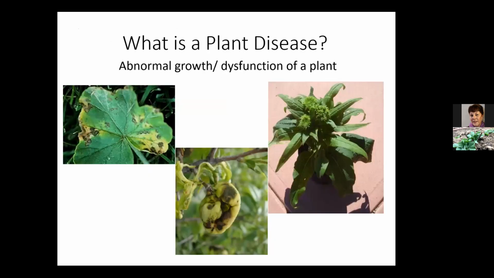So let's talk about what a plant disease is. A plant disease is anything that's abnormal on a plant. It could be an abnormal growth. It could be abnormal leaf spots like the picture in the upper left. It could be abnormal fruit like the picture in the middle. It could be sort of an overgrowth like the picture on the right, where you're getting all of these flowers growing together. So it's anything that's not normal. And then we are trying to figure out what causes that, right? And so that's when we start looking at potential things that can happen.